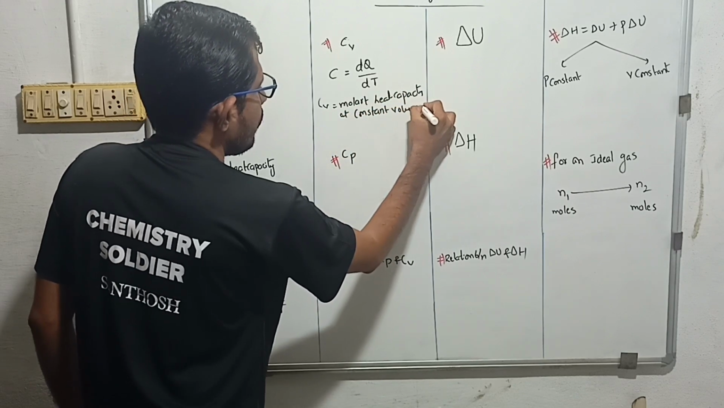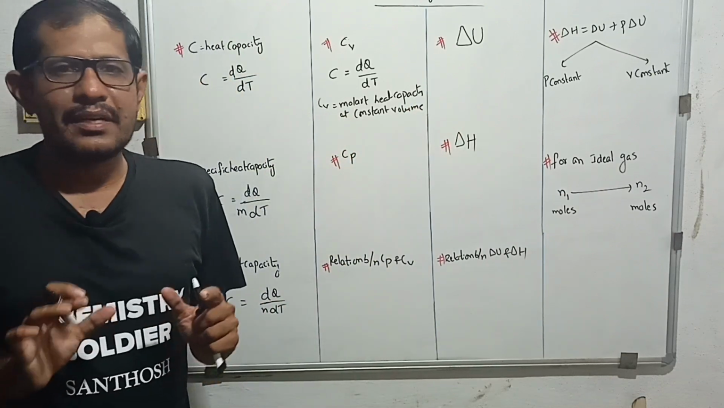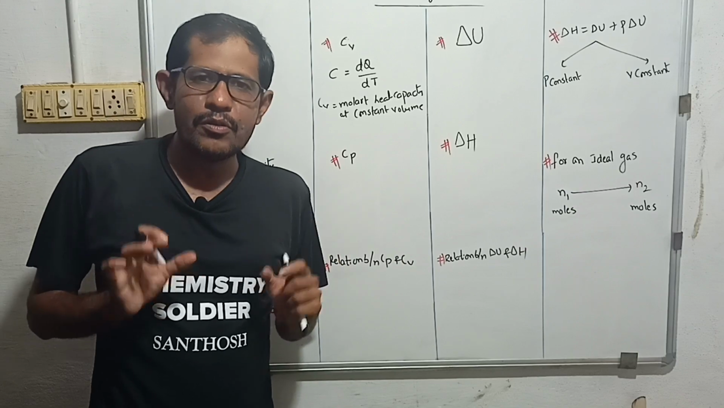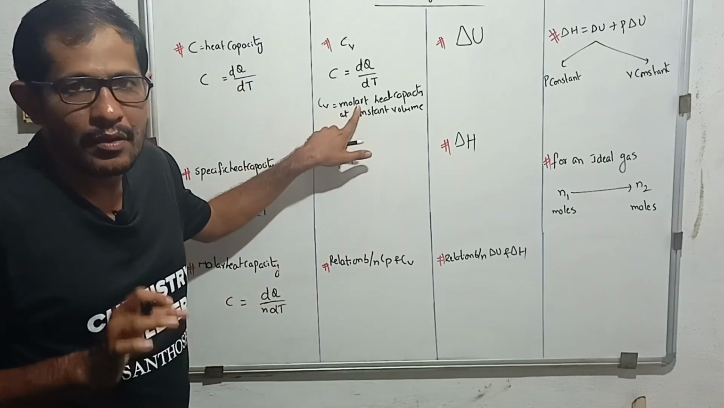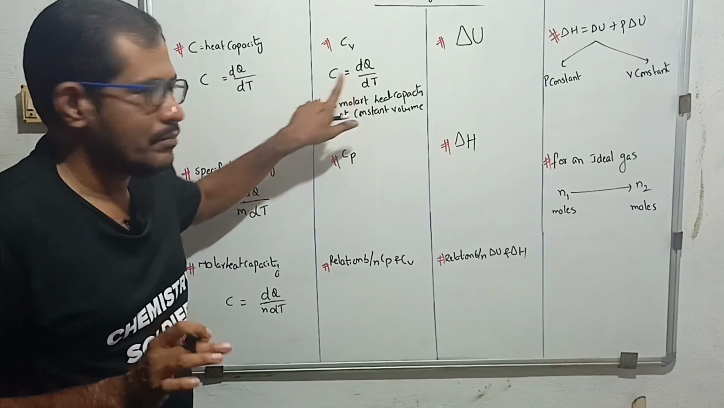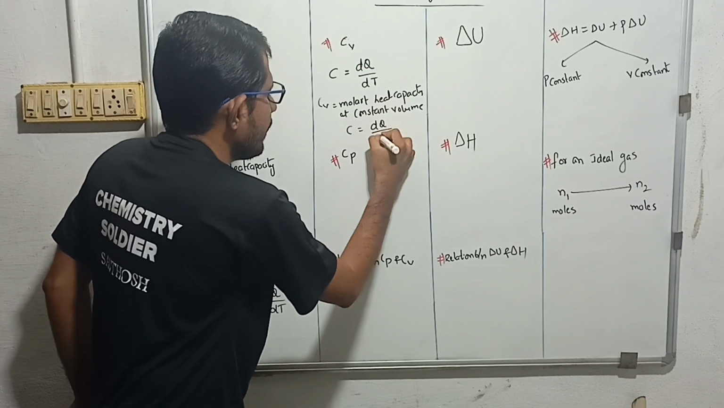CV is equal to the molar heat capacity at constant volume. Molar heat capacity means n will come here. So how will we write it? C equal to dq by n dT.